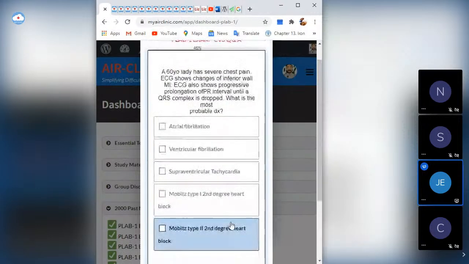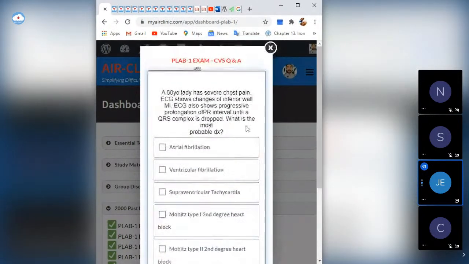Anyway, so a 60-year-old lady has severe chest pain. ECG shows, that was not what I said. Okay, I get.